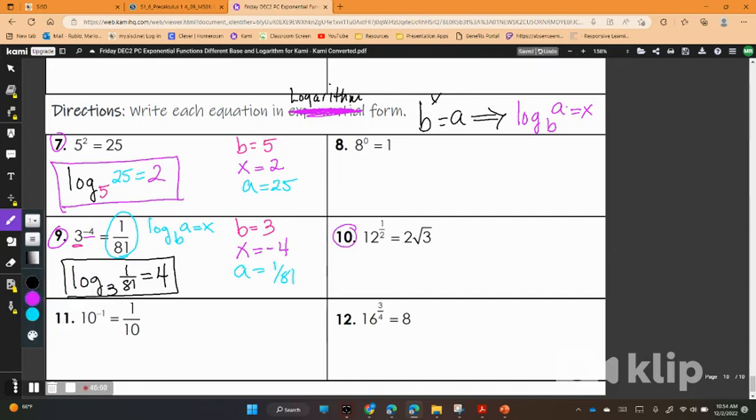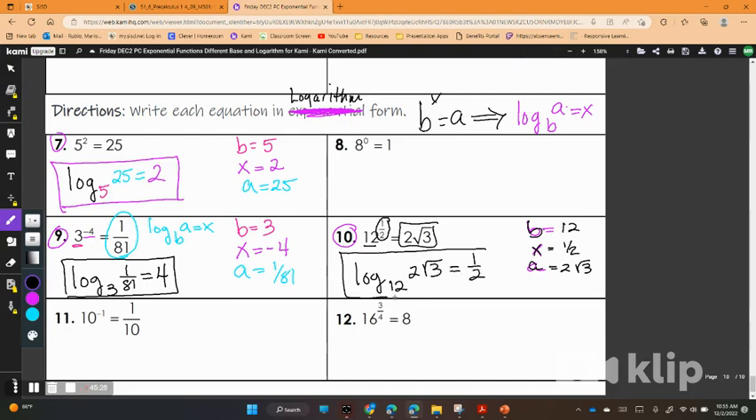Okay, let's take a look at number 10 again. Again, don't let the fractions and the exponents fool you. We're still doing the same thing. We've got our b, our x, and our a. So we're going to write log base b of a equals x. Okay. So we're literally just rewriting. You just have to remember the equations.